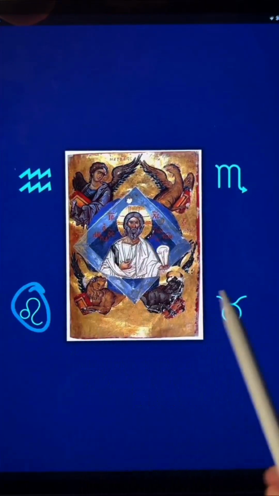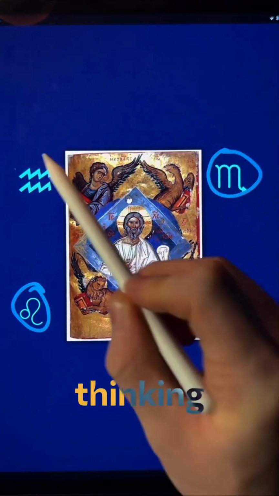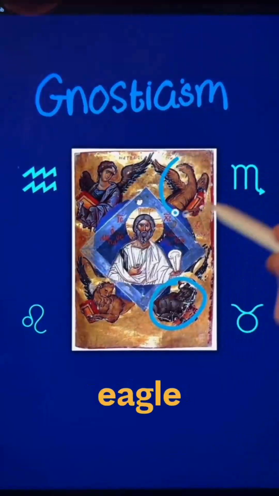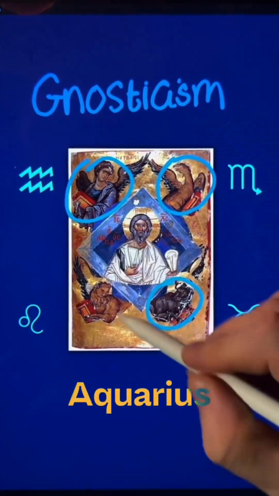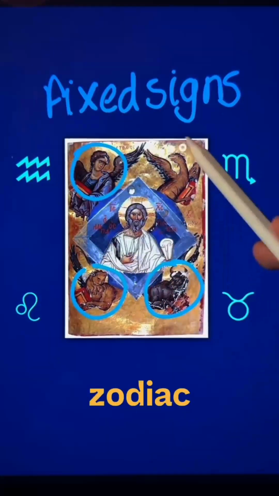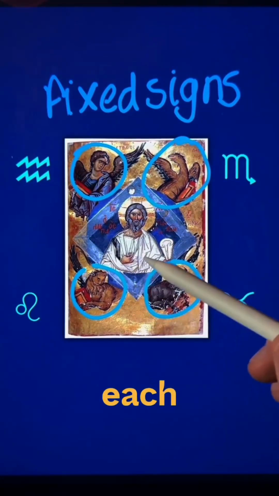If you're born in one of these zodiac signs, you're probably thinking, then why does Jesus use these zodiac signs? The bull is Taurus, the eagle is Scorpio, the man is Aquarius, the lion is Leo. These are the 4 fixed signs of the zodiac, and they represent the middle of each season.